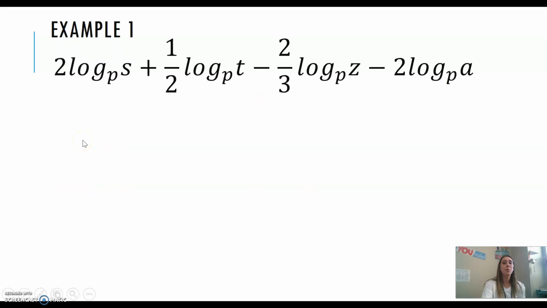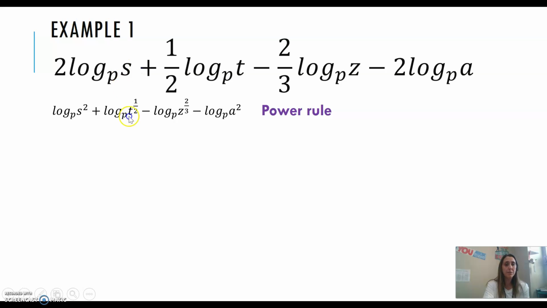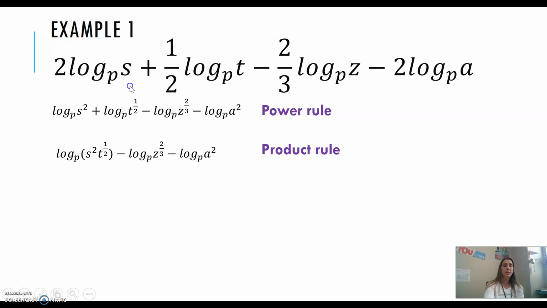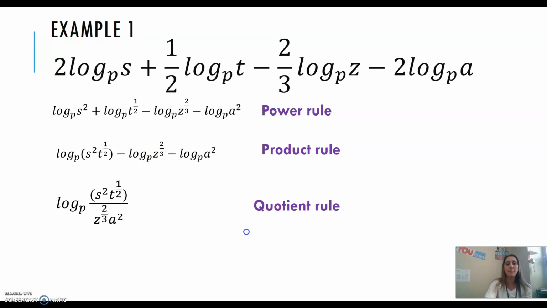Okay, so this is the first problem. The first thing we want to do is the power rule. The power rule tells us that if they're in the front, then they go to the exponent. Then after we apply that power rule so that everything belongs together, we are going to apply the product rule left to right. We will do the product rule because that is the first one we see with that plus sign that says we're really just multiplying these. And then we have 2 subtractions, so we apply the quotient rule, and both of those go down in the denominator. So if you have any questions on that, please let me know.